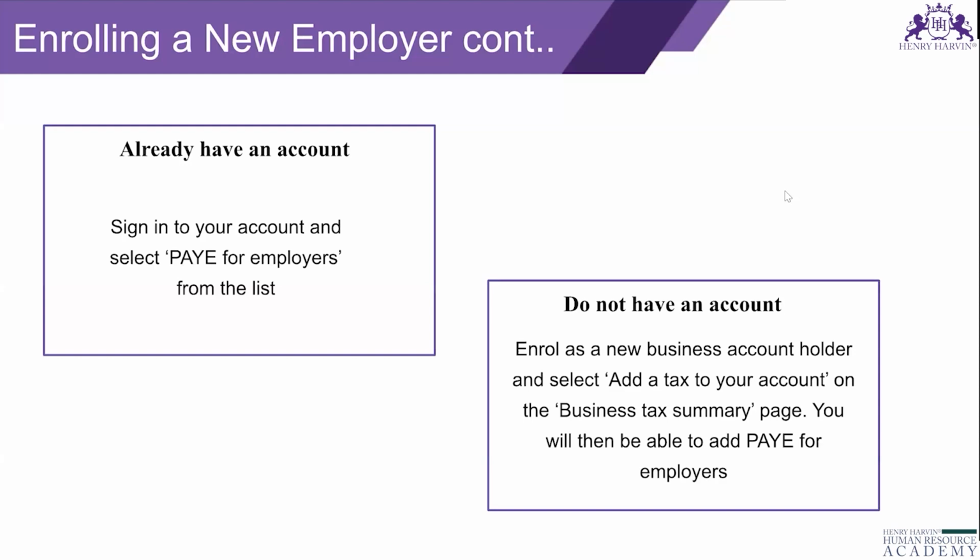And if the employer doesn't have an account, they enroll as a new business account holder and select add a tax to your account. On the business tax summary page, this is the step when we do the online registration. You will then be able to add pay for employers. Add a tax to your account means the same as adding an employer. Then we have to fill the details of the employer and do the registration.